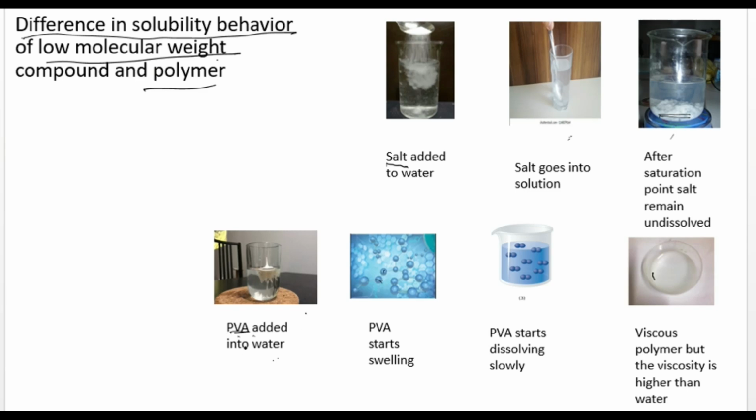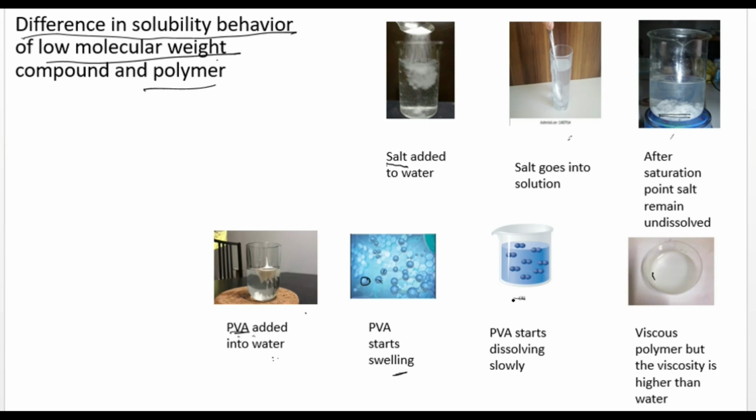When we add polyvinyl alcohol into water, first it starts swelling because polymer is a high molecular weight compound. So first the water molecules will enter into the polyvinyl alcohol and it starts swelling like this. And after that the PVA starts dissolving.